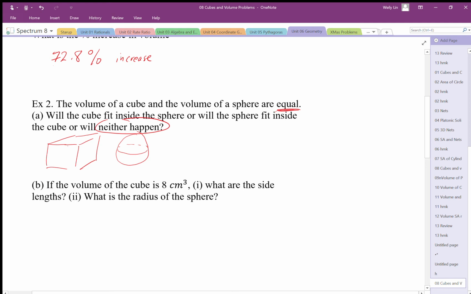So part B then is, if the volume of the cube is 8 centimeters cubed, what are the side lengths? Well, if I have 8 cubes, I can actually draw this.